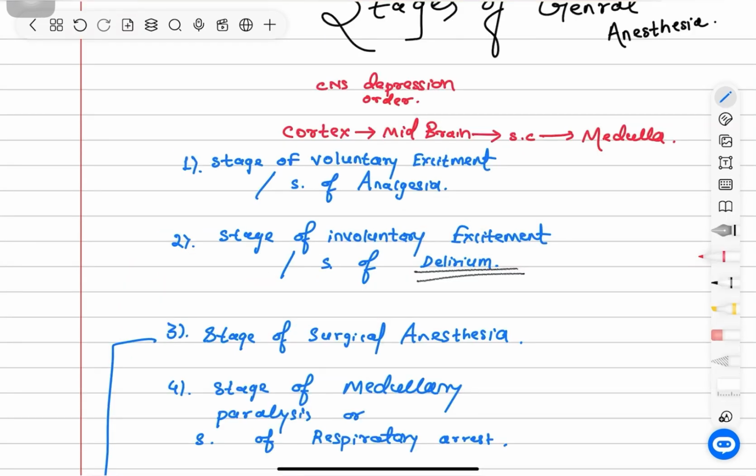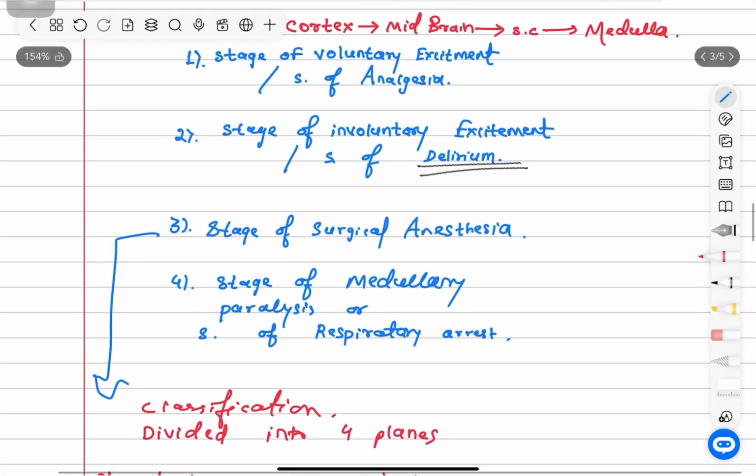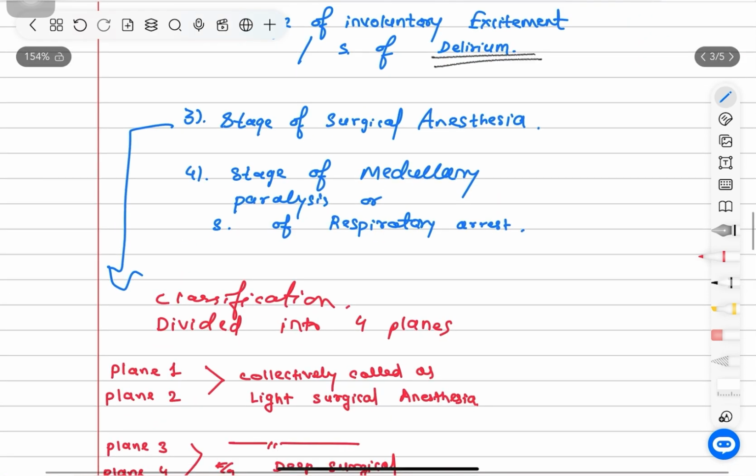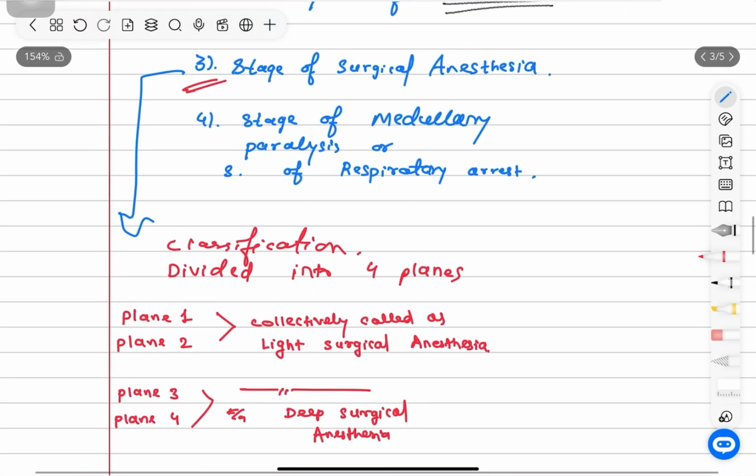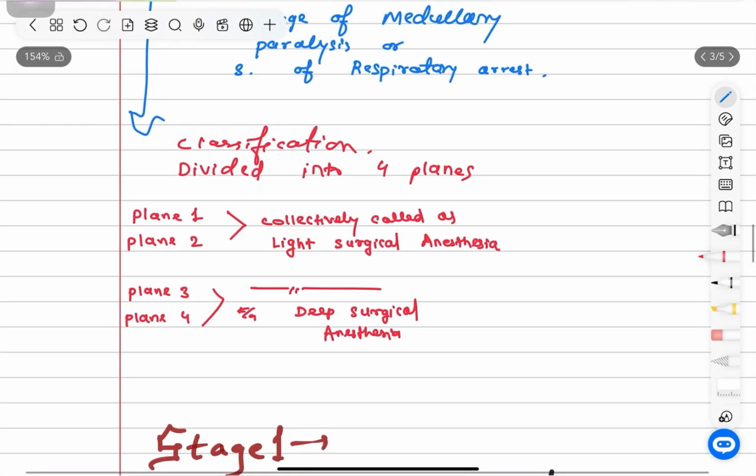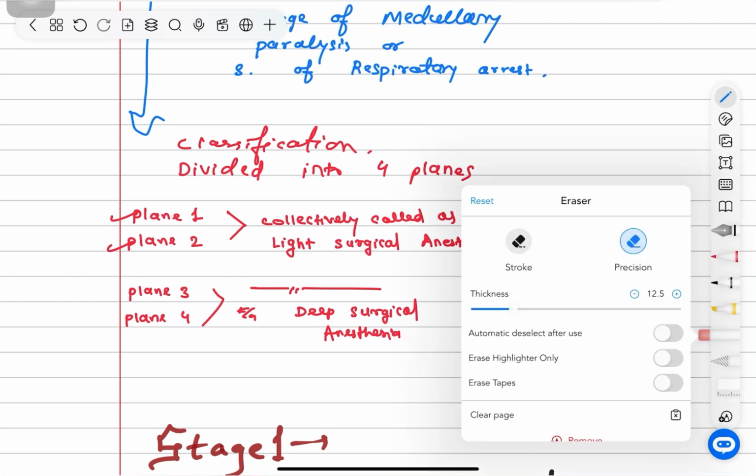respiratory arrest. In the second stage, the stage of involuntary excitement, the animal goes into a mental state of delirium, in which the animal is unable to think properly. The stage of surgical anesthesia is again classified into four planes.